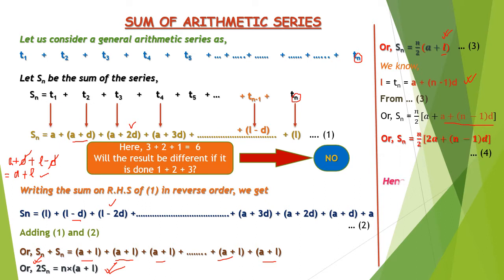Now hence equations 3 and 4 are the required formulas. So these are the formulas to find the sum of n terms, equation 4 and equation 3. Equation 3 we use if we have the last term. Equation 4 is the general way, and many times we are going to use equations 4 and 3.